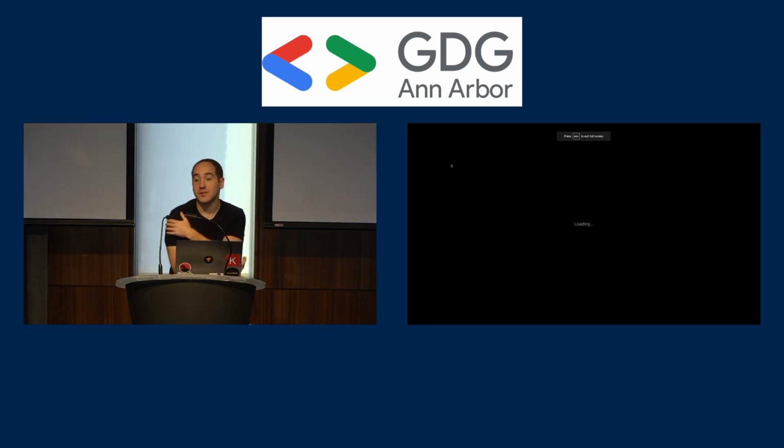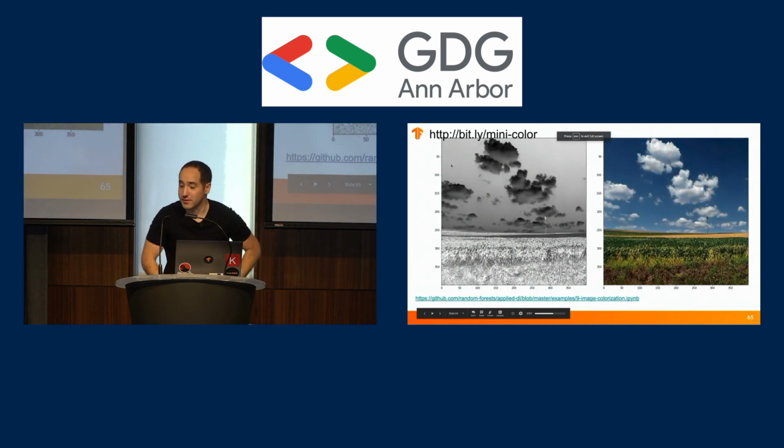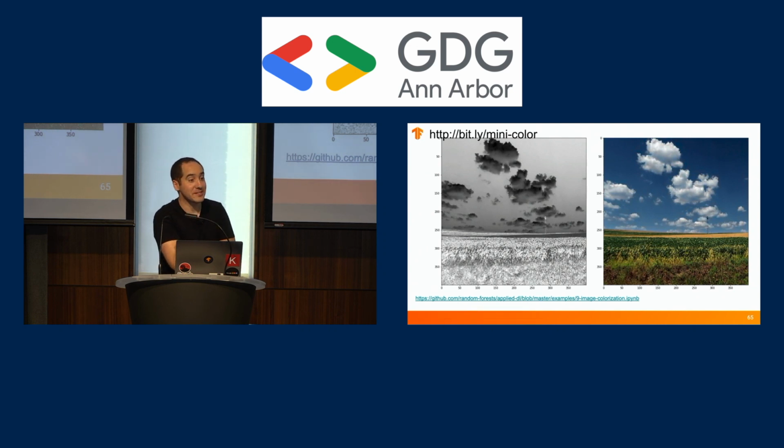So this is a minimal example of doing image colorization with deep learning. And as you might guess, it's bit.ly mini-color. This is the world's simplest, but also worst example of image colorization. Worst in the sense that the training set is one picture, and the reason is it just memorizes it. This won't generalize at all. But this is the minimum amount of code that you need to do the thing. And it will also run in 2 minutes, so you can just train it very fast.